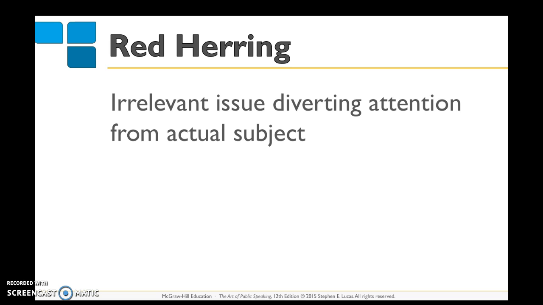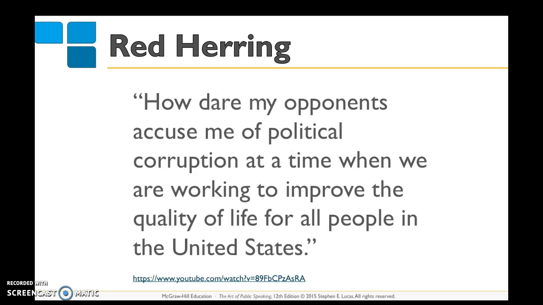This is true for the red herring fallacy. It introduces an irrelevant issue in order to divert attention from the subject under discussion. If you've watched any political debate, politicians use this all the time. So here's an example.